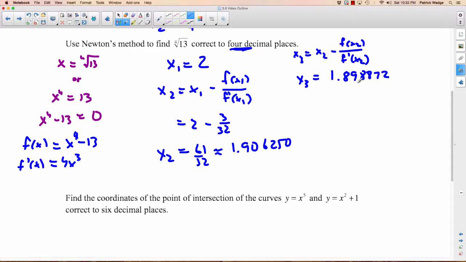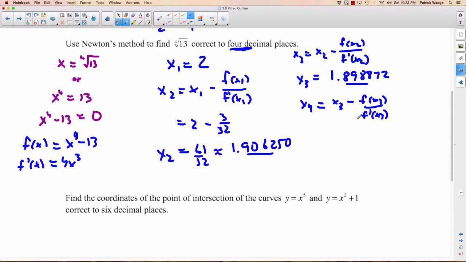Because you might be saying to yourself, well, why don't I stop here? And the reason you don't stop is because our first 4 decimal places don't match each other yet. So you've got to keep going. Now we're going to do x to the 4. How do you do x4? You do x3 minus f of x3 divided by f prime of x3.